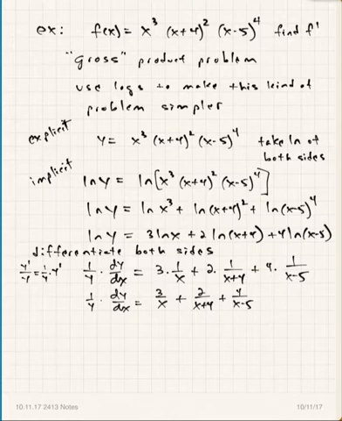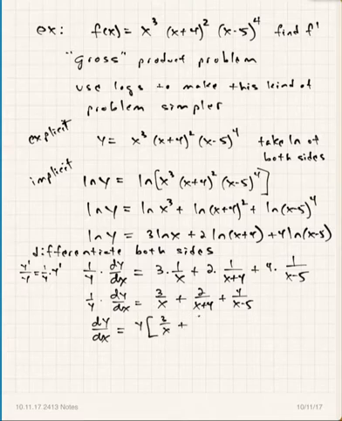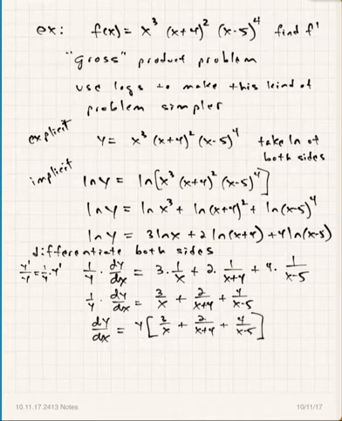And then solve for dy/dx. Remember, this is implicit differentiation, so you're going to solve for dy/dx, and you have y times all this stuff over here, like so. And then what I would want you to do, typically when you use this method, is go all the way back to x's.